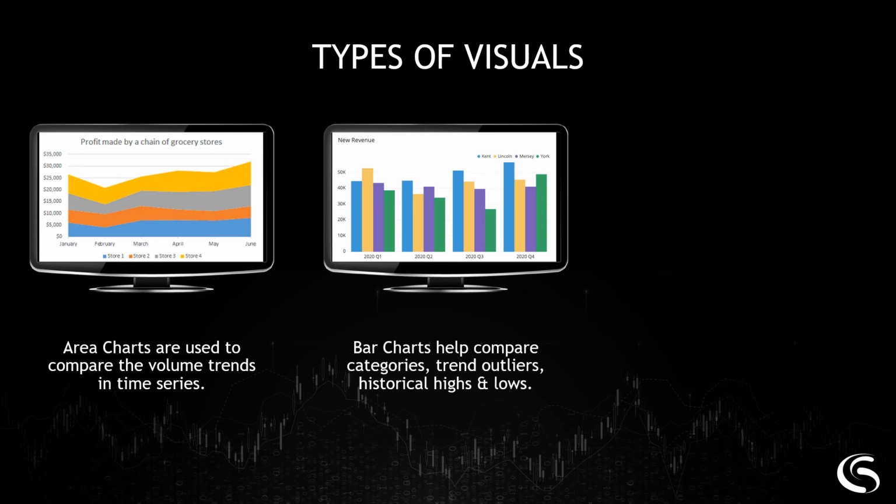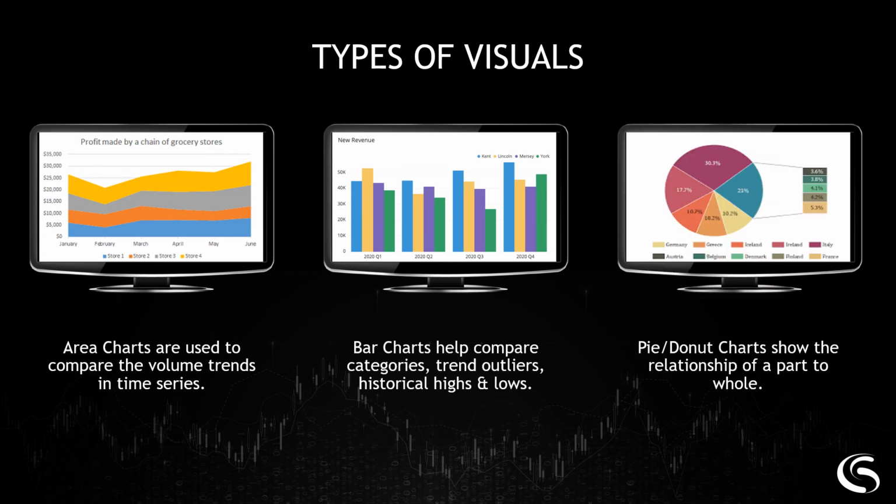Bar charts. Bar charts help us compare categories and trend outliers. They also help us show historical highs and lows. These are plotted horizontally as well. The vertical bar charts are also called column charts.